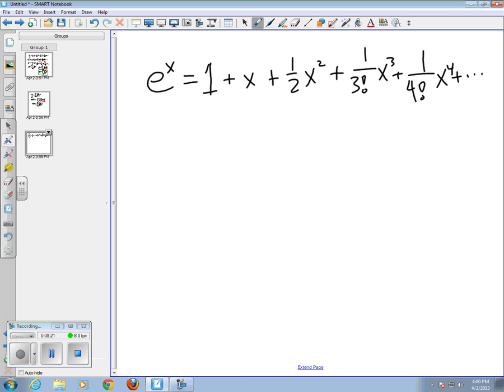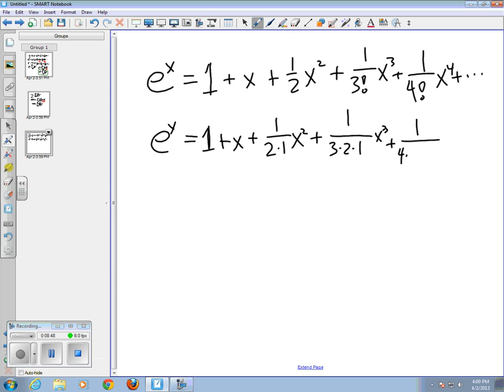Now, for the purposes of what I'm going to do, let me rewrite that. That'll be 1 plus x plus, and then this is really 1 over 2, which is 1 over 2 factorial. So let me write that as 1 over 2 times 1 x squared, and then plus 1 over, and let me do the same here, 3 times 2 times 1 x to the third, plus 1 over 4 times 3 times 2 times 1 x to the fourth, and on and on and on.